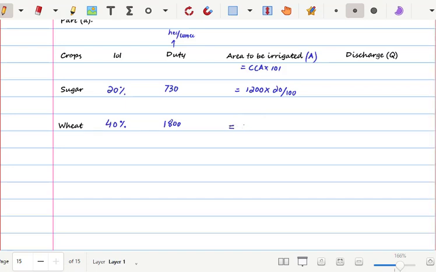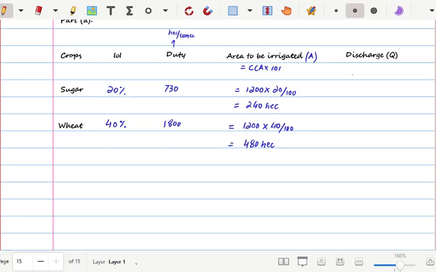and for wheat, CCA multiplied by IOI is 40%. So this is going to give us the area to be irrigated for sugar. When you calculate it, you will find out 240 hectares for sugar area to be irrigated, and for wheat area to be irrigated is going to be 480 hectares.